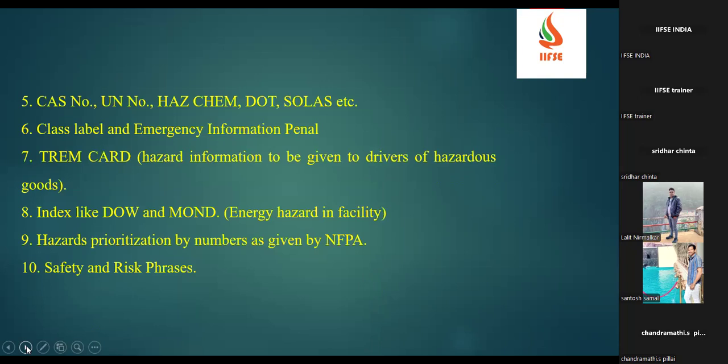Here we have seen a hazard class, DOT, and also SLOS. SLOS, I'm not sure, I think it is a very old version. Nowadays you can't see anything like this kind of naming in the MSDS. And the class label for emergency information.